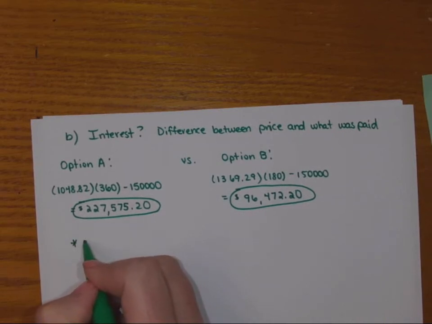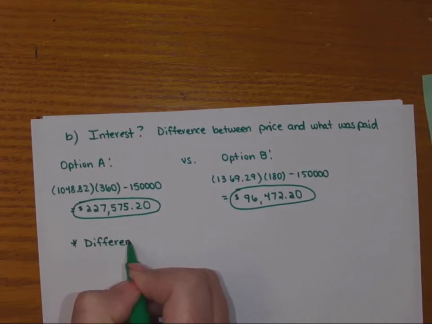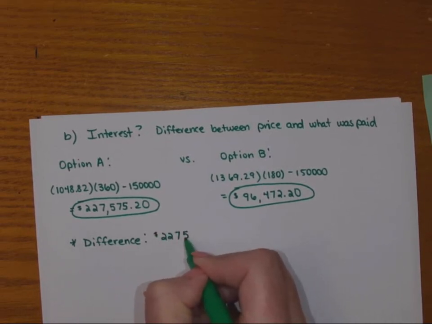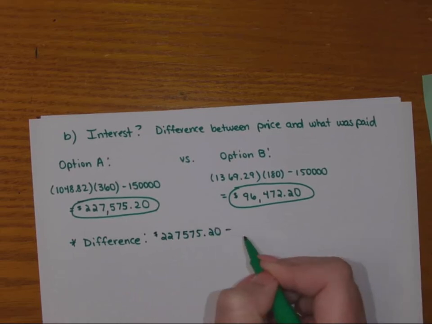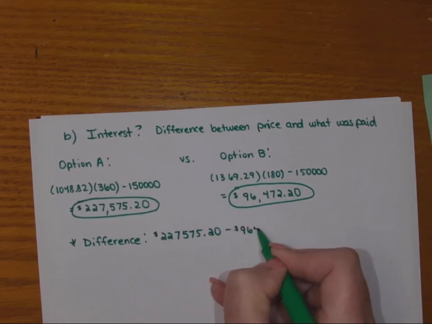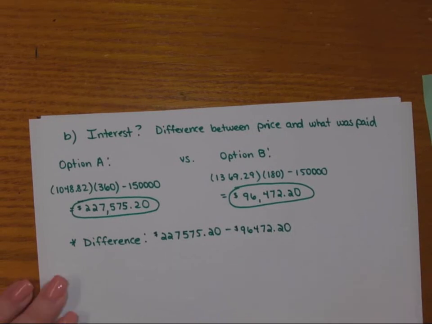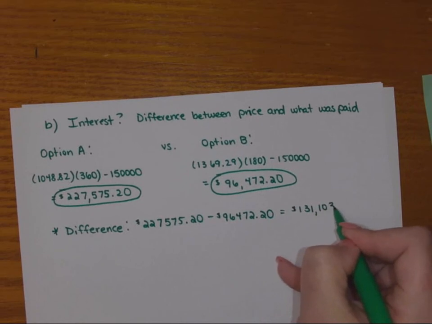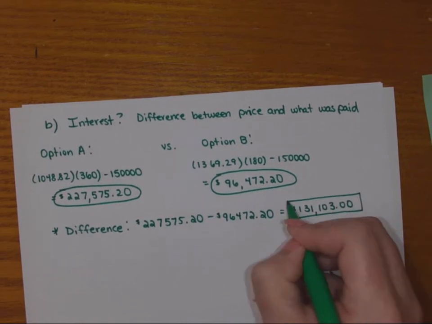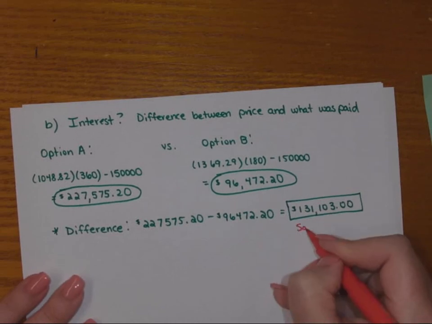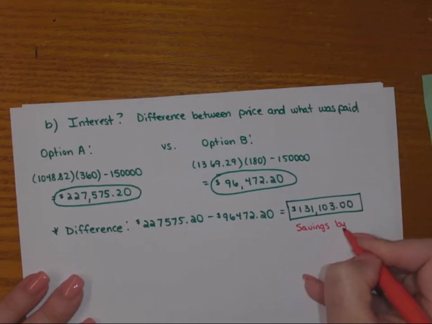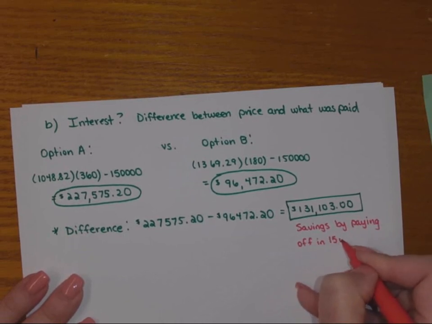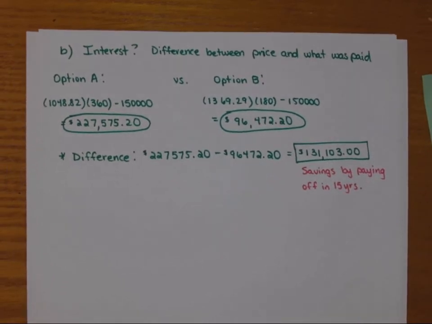Okay, so then the answer was, how much will you save by doing the cheaper plan? So you just need to find the difference between these two. $227,575.20 is what you will pay in interest if you do 30 years. But if you sacrifice a little bit more every month, pay a little bit more, you will actually save $131,103 in interest. So this is your savings by paying it off in 15 years. Okay, so it's quite substantial.